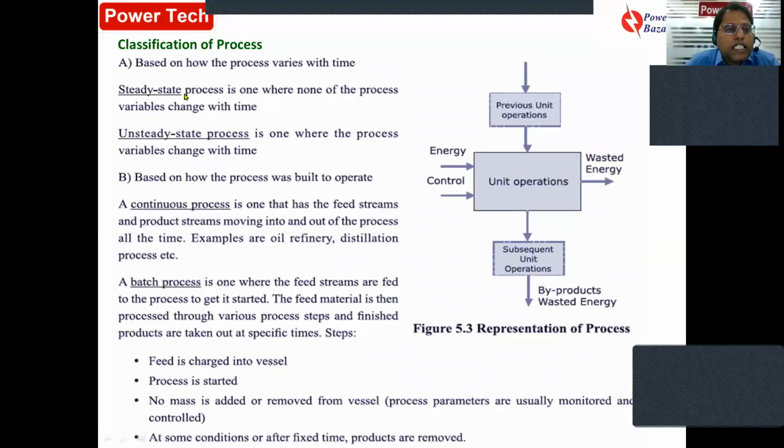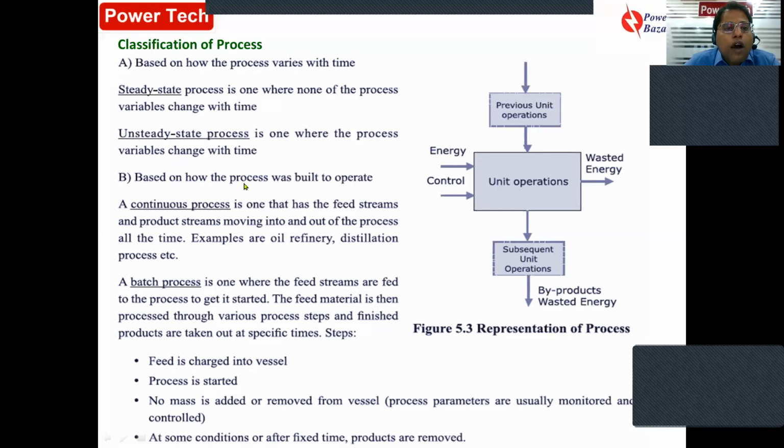Now, when you classify a process, there are various types: steady state process, unsteady state process, continuous process, and batch process. We have to know what these processes are to understand the mass balance and energy balance put together. A steady state process is one where none of the process variables change with time. That means all the process variables remain constant. An unsteady state process is one where the process variables change with time; they keep on changing with time.